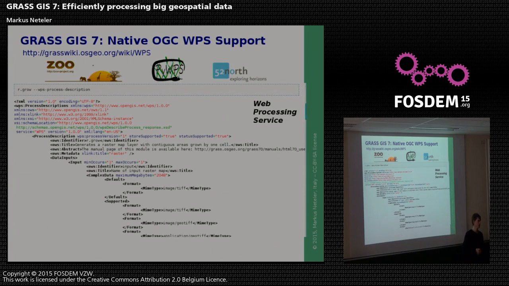New in 7 is the WPS support. So if you want to define WPS processes, the different software packages supporting GRASS 7, the Zoo project, PyWPS, and 52 North, all of them come with GRASS providers. Maybe there are more, I don't know.